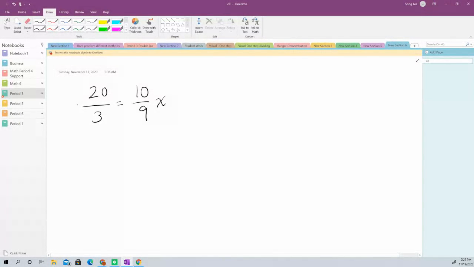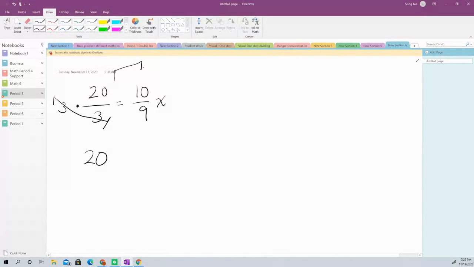So what I'm going to do is multiply by 3 to one side. Why? Because 3 divided by 3 gives me 1, and 1 times 20 is 20. But wait a minute. If I multiply 3 to one side, that means my equation is going to be unbalanced and it's going to look like this.